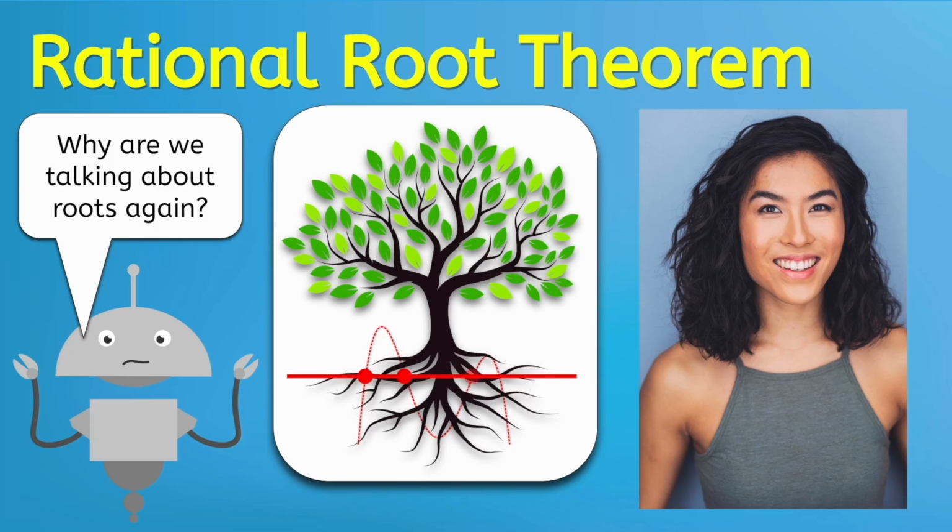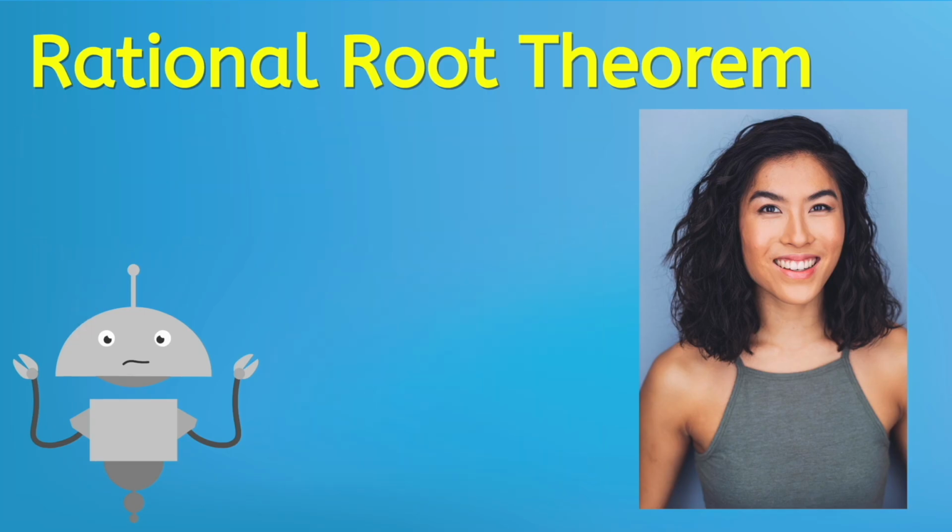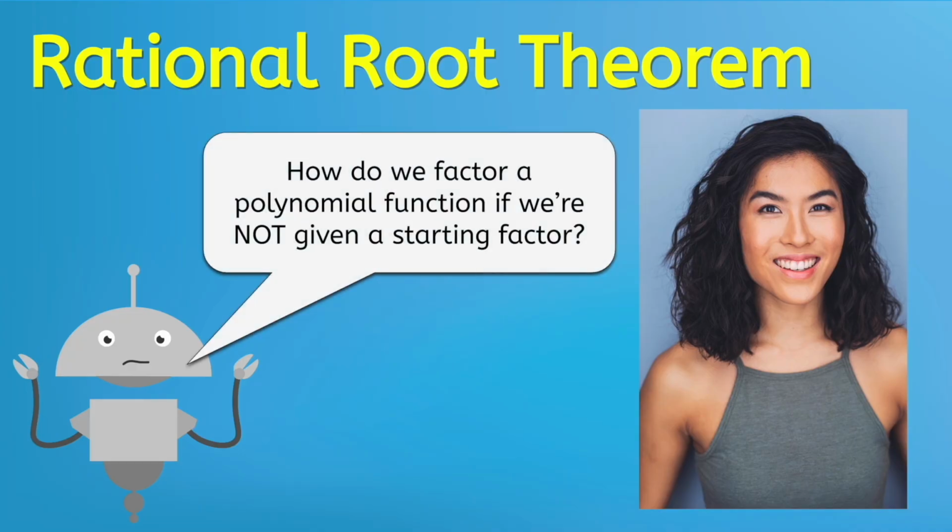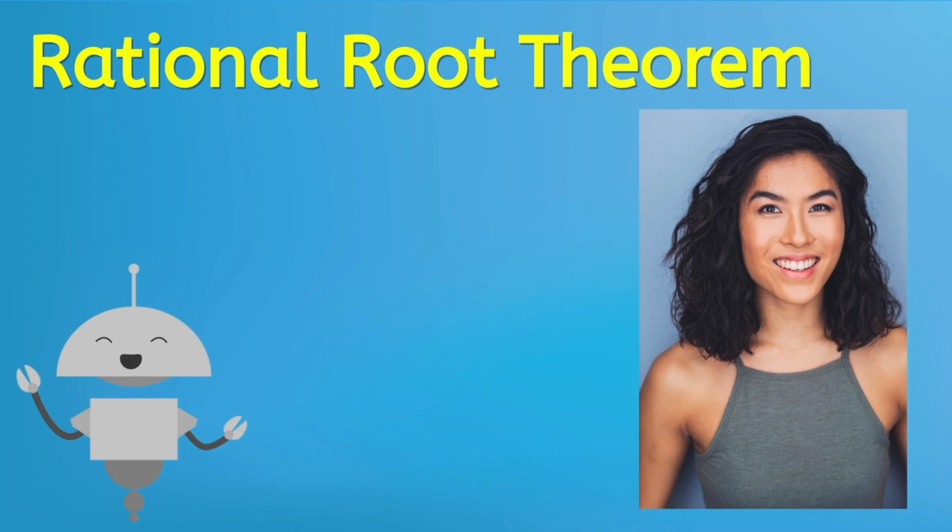to the x-axis. And we already know that finding those roots is an extremely important step of analyzing and understanding polynomial functions. As we continue down the road of completely factoring polynomials, recall that in our last lesson, you learned how to use synthetic division to factor a polynomial function when you were given a starting factor. But we also asked the question, how do we factor a polynomial function if we're not given a starting factor? The rational root theorem is here to rescue us. Let's find out how it works.